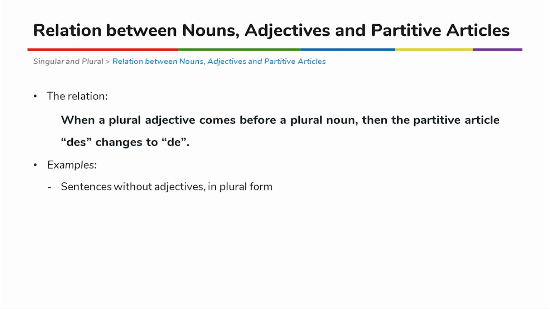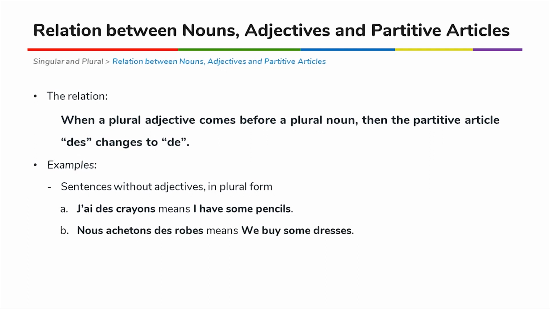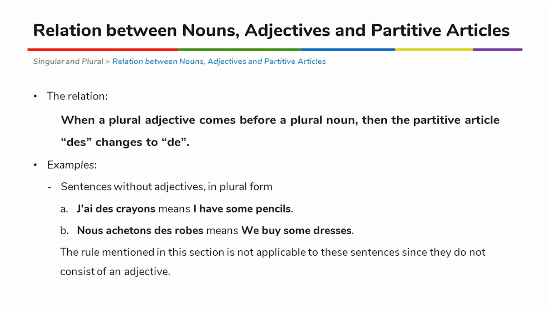Let's see a few sentences without adjectives in the plural form. J'ai des crayons means I have some pencils. Nous achetons des robes means we buy some dresses. The rule mentioned in this section is not applicable to these sentences since they do not consist of an adjective.